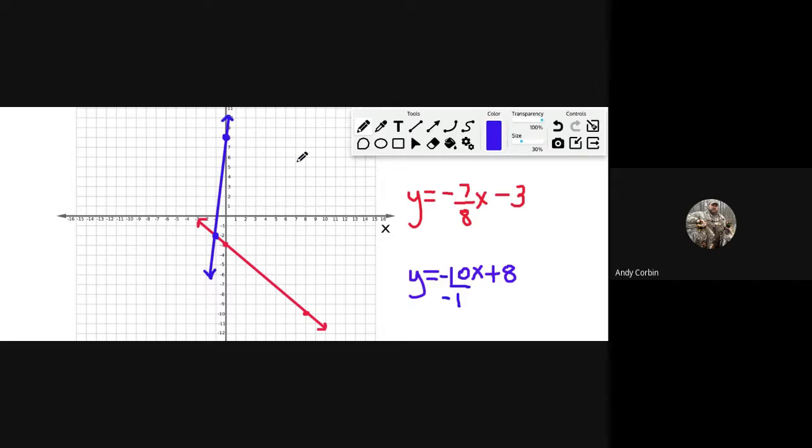Just like that. Okay. Now, positive 10 over positive 1, you would just go up 10 to the right one, but it's the same as going down 10 to the left one. I'm finding points that are on the bottom of the line. Okay. So that's what your two lines should look like.